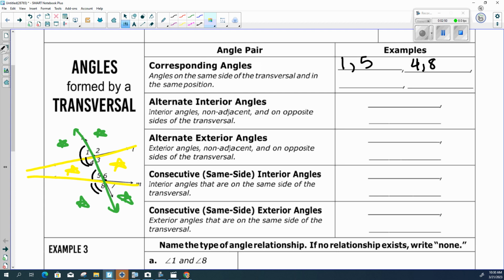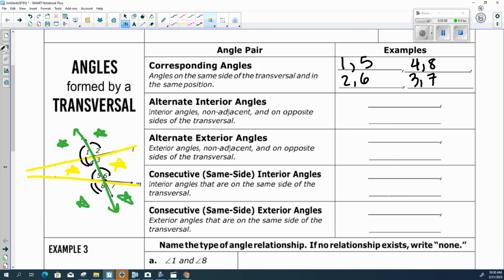Or if I go to the right-hand side of this transversal, I see 2, 3, 6, and 7. 2 is in the same position as 6. They're on the top of those yellow lines. And 3 and 7 are in the same position. They're on the bottom of the yellow lines.